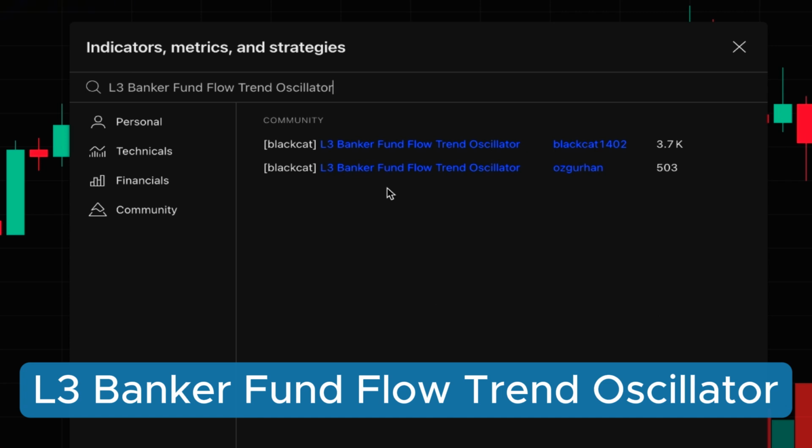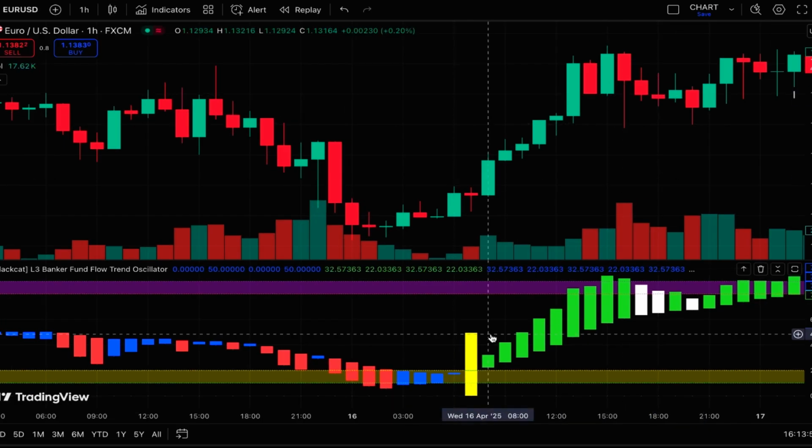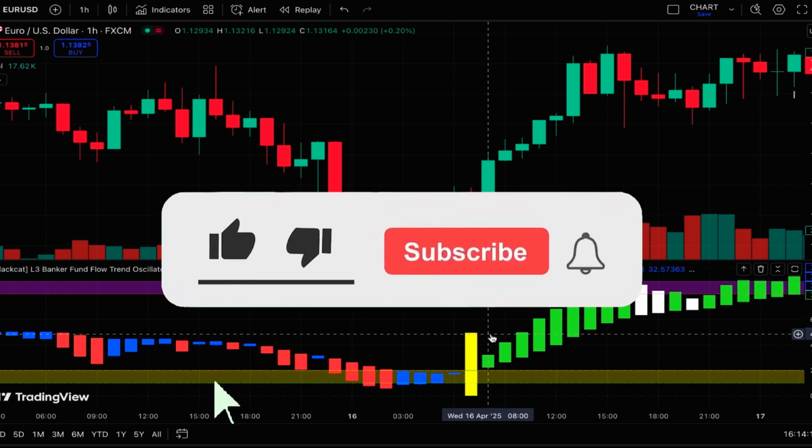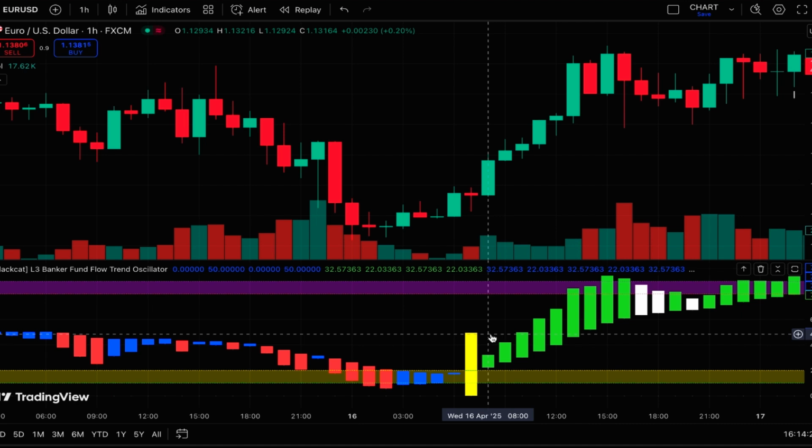The next indicator is the L3 Banker Fund Flow Trend Oscillator, which is written by Black Cat 1402. As the name indicates, this indicator shows the flow of funds from banks and large institutional traders. These large funds can have different names depending on the market. For example, in the Forex market, they are usually called bankers fund because banks are the big players in the Forex market. Generally, it is called smart money. Regardless of the name, we want to know when those large amounts of money are flowing into the market because we know that it can move the market significantly, and this indicator helps us with this.